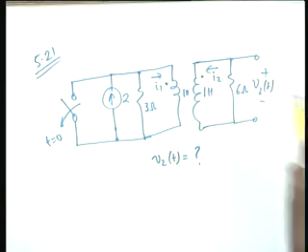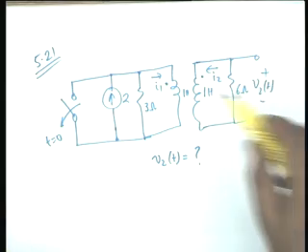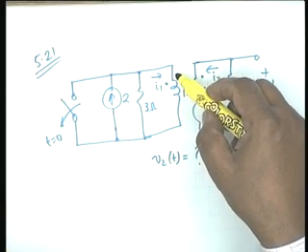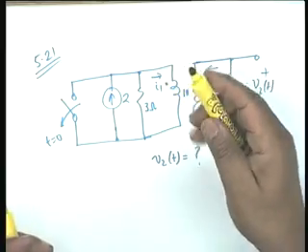So what it means is that there must have been a switch here which was open at t equal to 0 minus, and at t equal to 0 plus it is closed. Is that clear? It makes a hell of a lot of difference whether that sentence is there or not. Agreed? Okay. Now your requirement is to find I2.